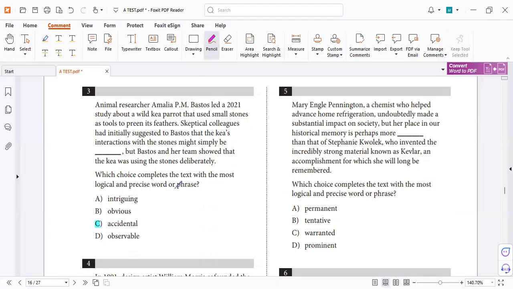Always check the rules. This is an adjective. What does it describe? Let's read. Here it's called skeptical colleagues. You know, skeptical, they doubt. So skeptical colleagues had initially, at the beginning, suggested to Bastos that the key interactions with the stones might be, so we need information about structures.